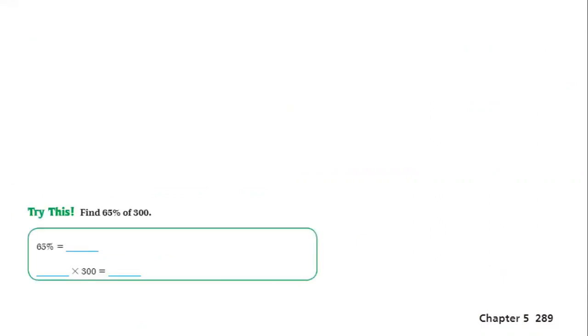Let's practice the second type of our today's lesson. But before we go to the second part of our today's lesson, I hope all of you finish this quickly. Who can answer this? 65% of 300. Who can answer this in the chat box?